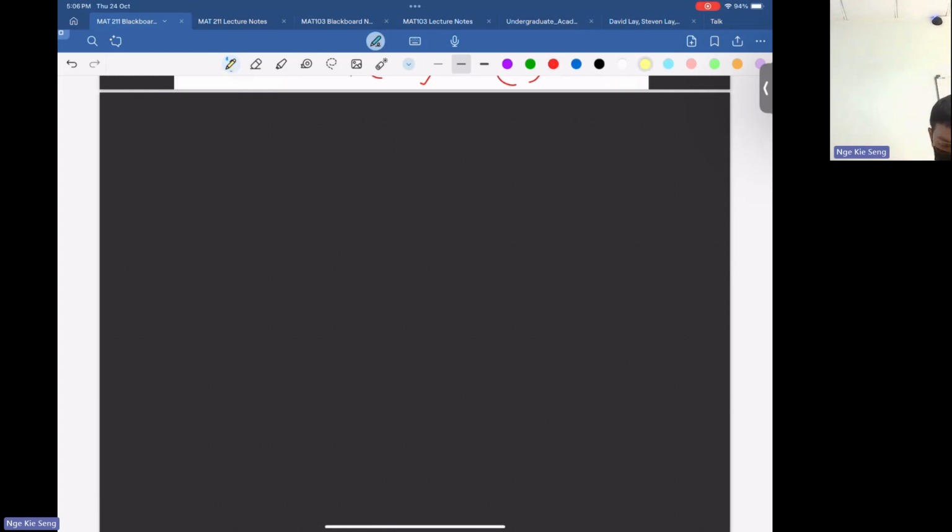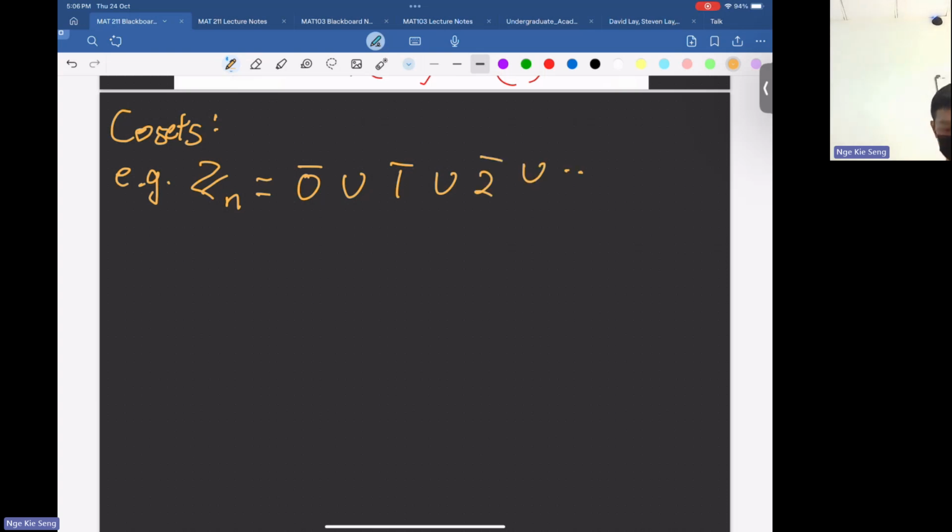A very important example of coset is in Zn. In Zn, the important cosets are 0 bar, union 1 bar, union 2 bar, and so on up to n bar. You can see that these cosets partition your group, because the intersection is empty.